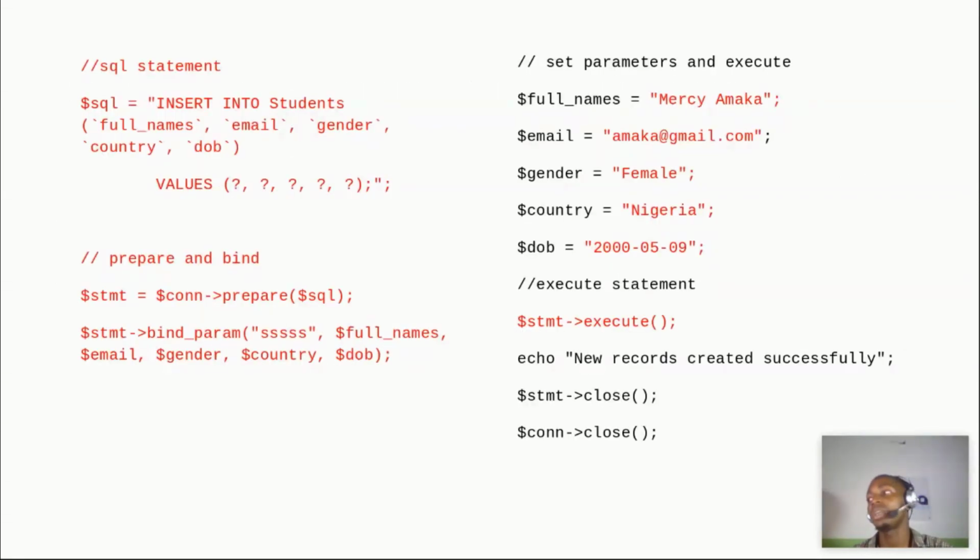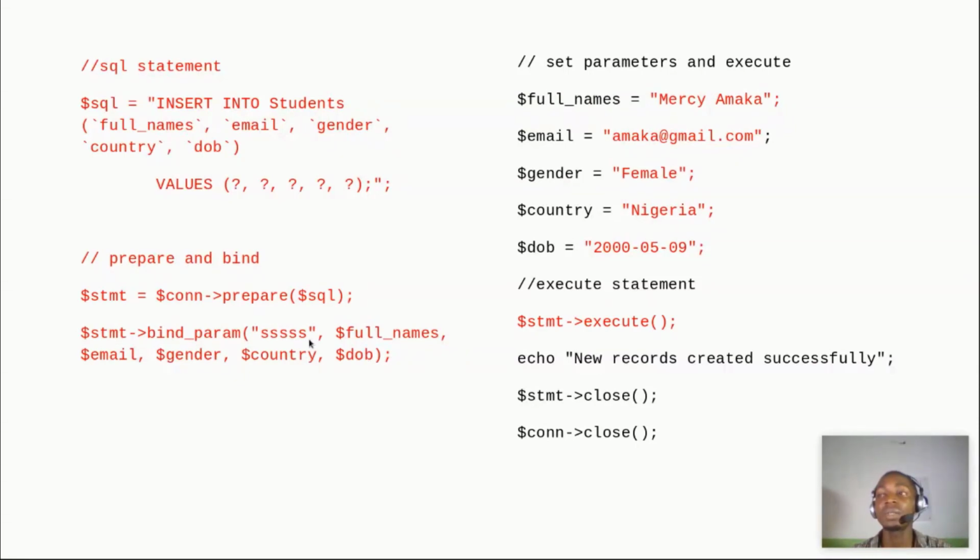Let's take for example what you have on the screen, a prepared statement. First is an insertion: insert into students, we pass in the full name and so on, and look at the values. They are question marks. Then the next thing is we prepare this SQL statement, then we bind the parameters to whatever we are passing in. This bind_param is a keyword used to bind whatever you pass in as values to the question marks. You see the S here. Yes, this S stands for string.